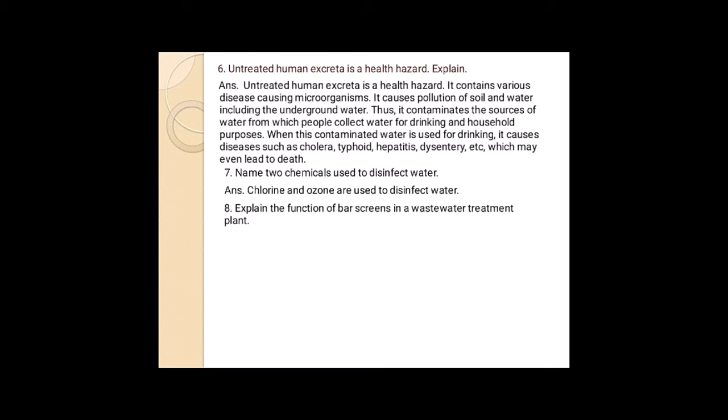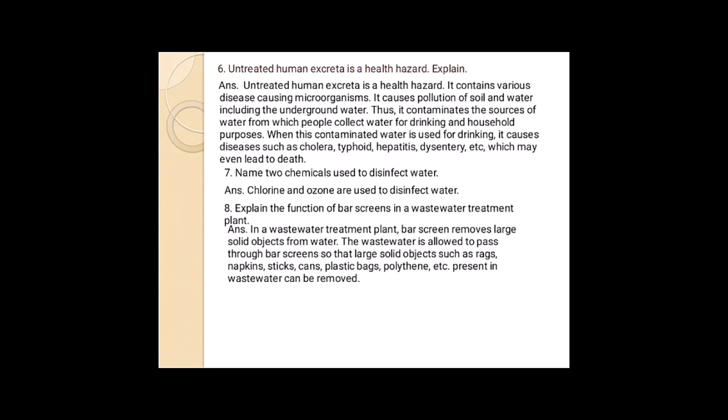Explain the function of bar screens in a wastewater treatment plant. We have discussed this in the summary section. A bar screen helps in the removal of solid objects from wastewater. In a wastewater treatment plant, the bar screen removes large solid objects from water. Wastewater is allowed to pass through the bar screen so that large solid objects such as rags, napkins, etc. present in water can be removed easily.